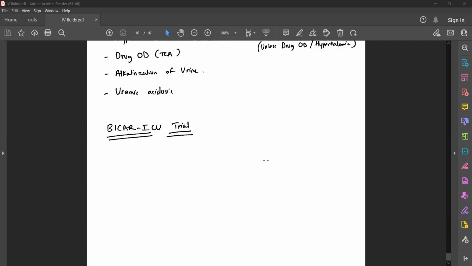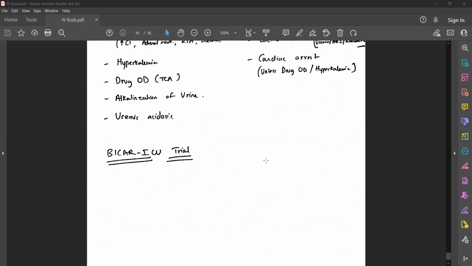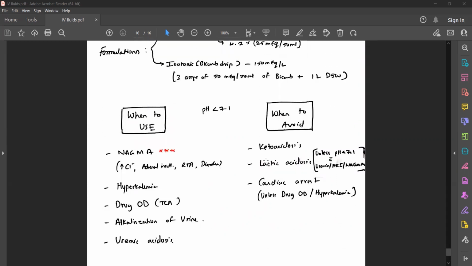Also, you should keep in mind that the BICAR-ICU trial was performed on very sick patients within 48 hours of ICU admission, and this trial you need not necessarily use on a stable patient with chronic acidosis. Using the BICAR-ICU trial is not a justification to blindly start somebody on a bicarb drip on every acidotic patient. So every patient is different, as I said, and you should use an individualized approach.